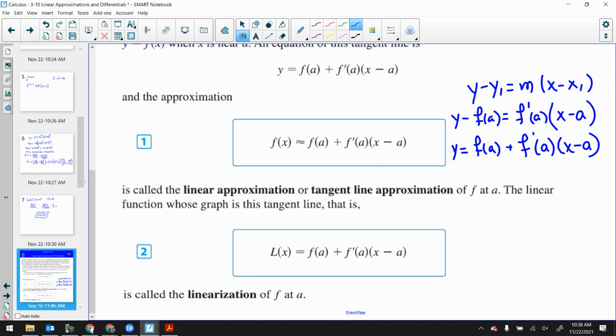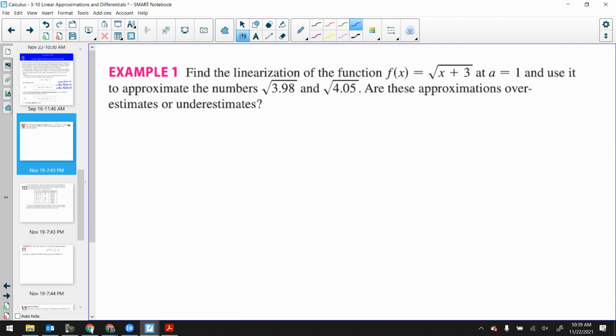Let me show you what I mean. And again, it's got two different names to it. You could call it the linear approximation. I guess three different names. You call it the linear approximation or the tangent line approximation, or what's called the linearization at a. All three of those things are synonyms. All right, so find the linearization of the function at 1.